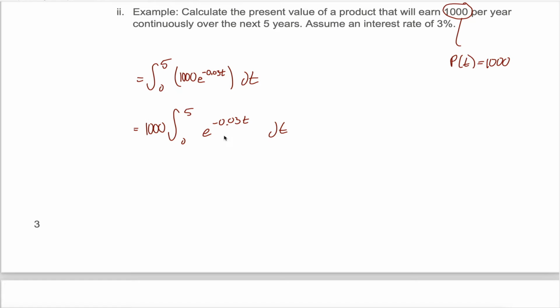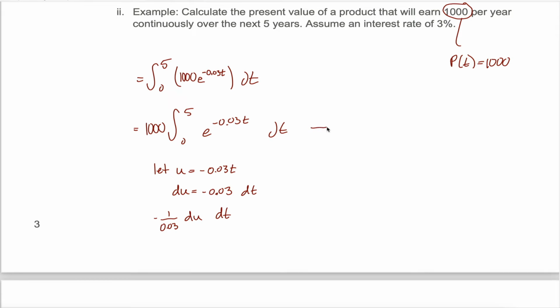You might be able to just evaluate this definite integral by looking at it, but in case you can't, you could do a u substitution. You could let u be equal to negative 0.03t, in which case du is equal to negative 0.03 dt. So dt is equal to negative 1 divided by 0.03 du.